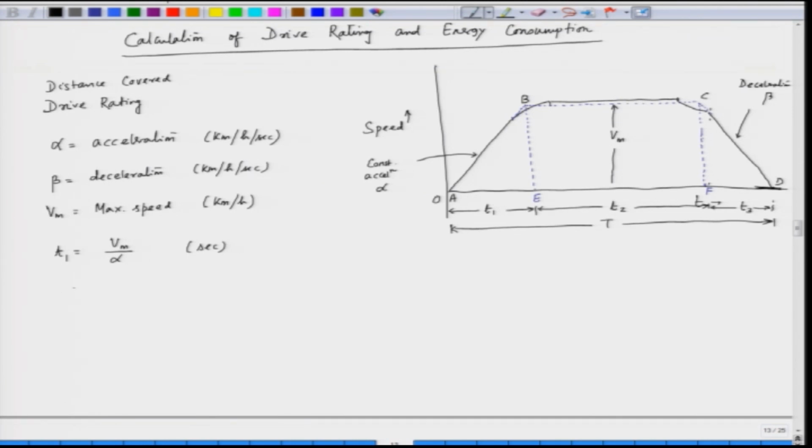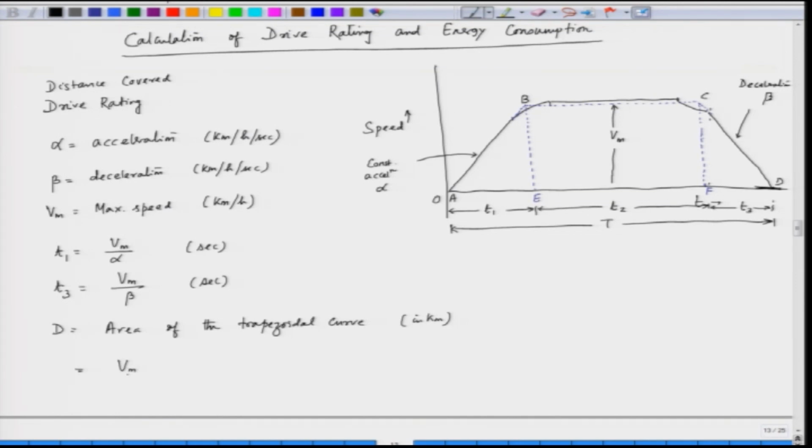What is T3? T3 is the time for which the braking is done, where it is decelerating, and deceleration is beta here. So, T3 is Vm by beta, also in second. So, the distance d in this case is the area of the trapezoidal curve, in kilometer.